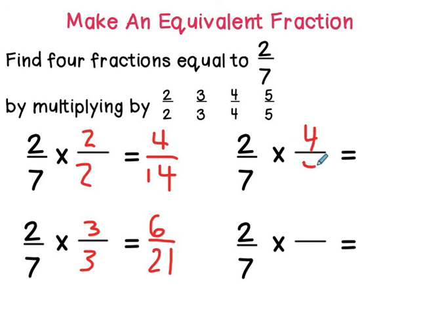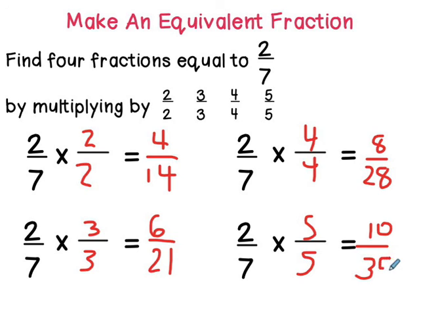2/7 times 4 over 4 is 8 over 28, another equivalent fraction. And 2/7 times 5 over 5 is 10 over 35, which again is an equivalent fraction.